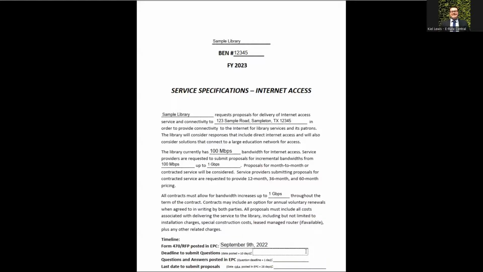The next line here will describe the deadline to submit questions. Creating a 10-day question and answer period in the timeline is useful because it allows service providers to have a period of time in which they can submit clarifying questions if the information in the service specifications is not sufficient to provide their most accurate quotes and proposals.